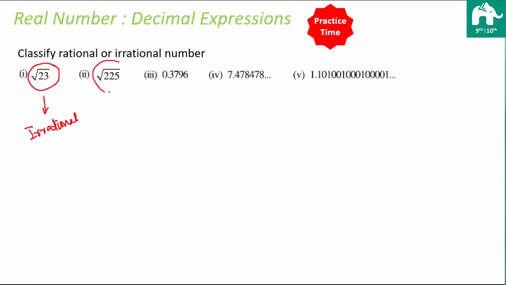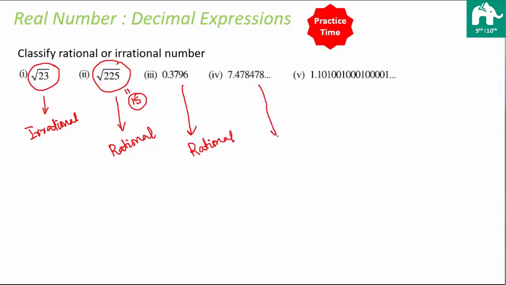Second option, root over 225. So this is a perfect square because root over 225 is equal to 15. Therefore, this is a rational number. 0.3796. So this is a terminating decimal. Therefore, this is a rational number. 7.478478 and so on. So this is non-terminating, but this is repeating because we can see that 478 keeps repeating. So therefore this is also a rational number.